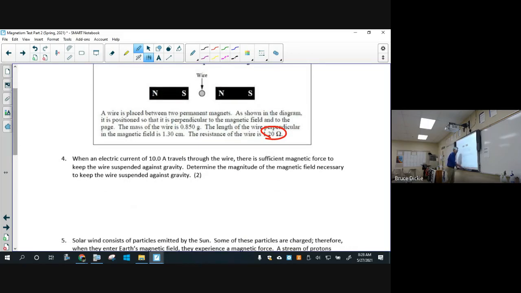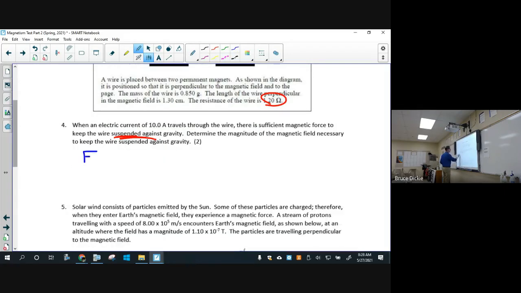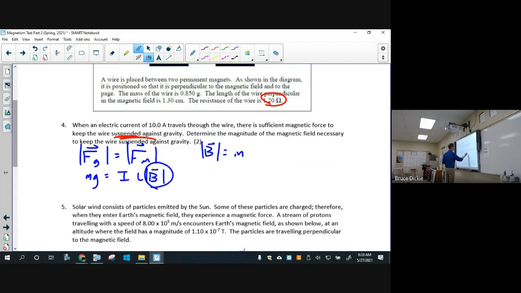If you see something that you've never seen before or you haven't learned in Physics 30, don't worry about it. It's not part of the solution to the question. The key word here is suspended. If it's suspended, we're in a state of equilibrium, and if we're in a state of equilibrium, then forces must balance. I'm going to balance the gravitational force and the magnetic force: mg is equal to ILB. We're looking for B. So B is going to be equal to mg over I times L, as the I and the L go down by dividing.